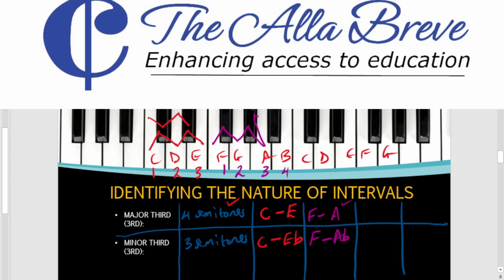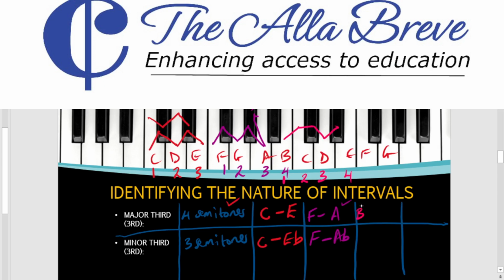Let's start with a B. It's a very interesting one. If B gets 1, let me change the color of ink. If B takes 1, C takes 2, D takes 3, E takes 4. So we start with a B. B major should have 4 semitones. So we try 1 semitone, 2 semitones, 3 semitones, 4 semitones.